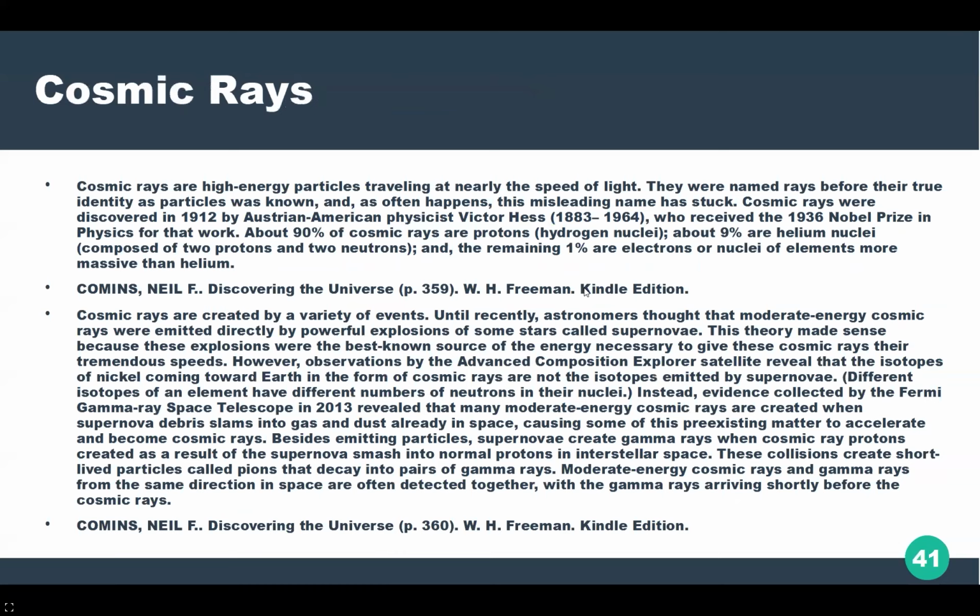Besides emitting particles, supernovae create gamma rays when cosmic ray protons created as a result of the supernovae smash into normal protons in interstellar space. These collisions create short-lived particles called pions that decay into pairs of gamma rays. Moderate energy cosmic rays and gamma rays from the same direction in space are often detected together, with the gamma rays arriving shortly before the cosmic rays.